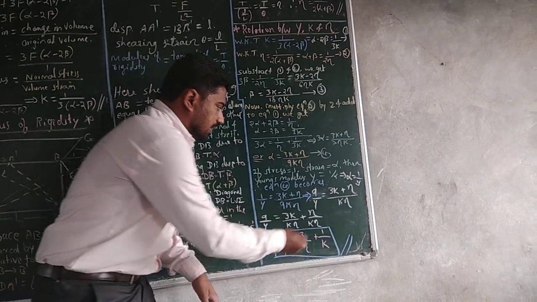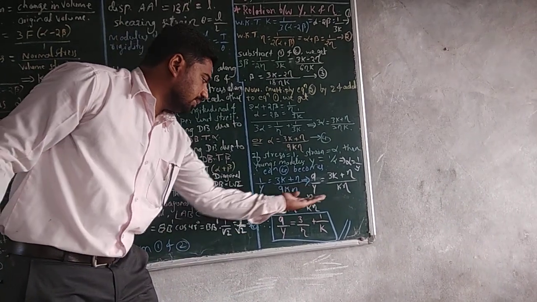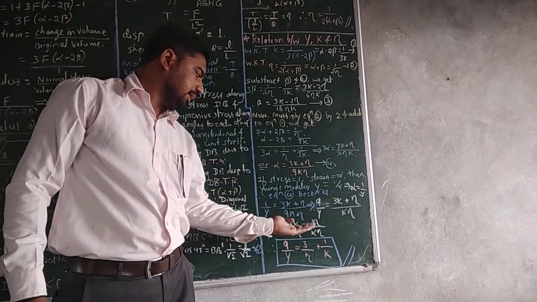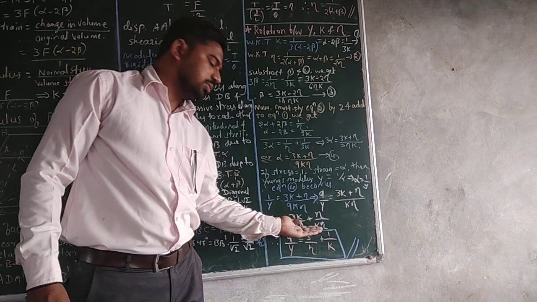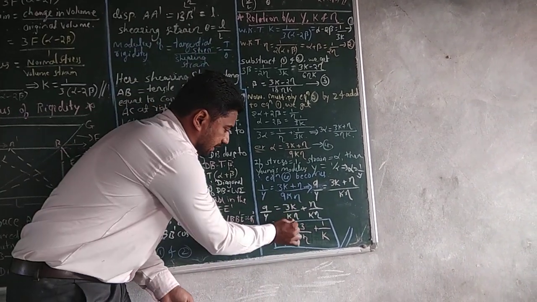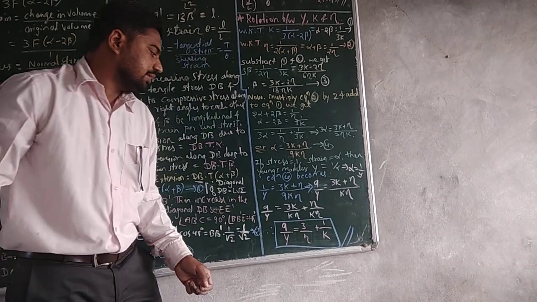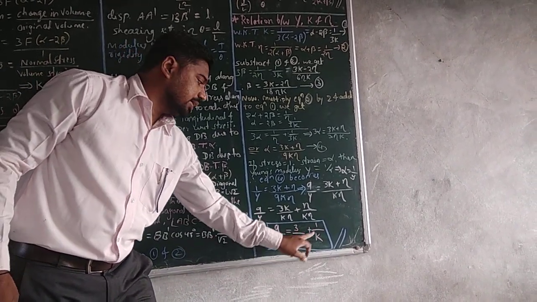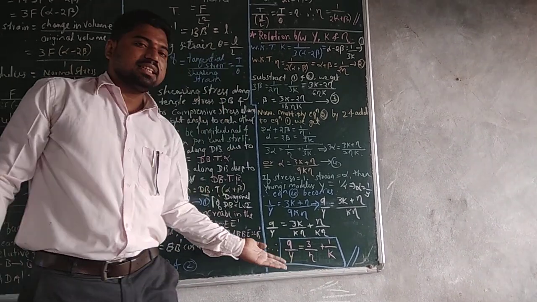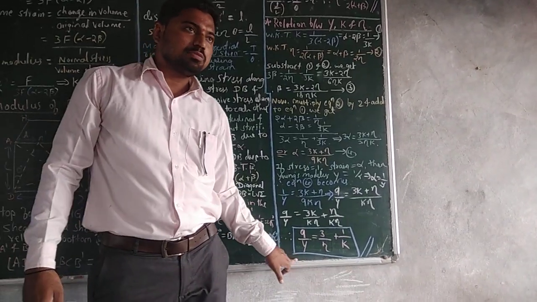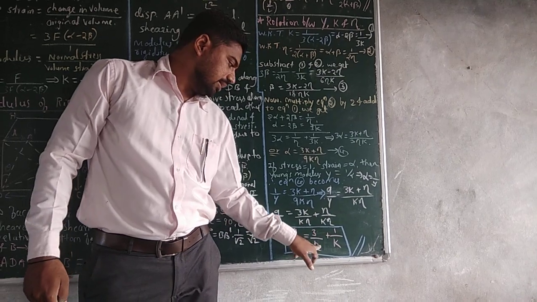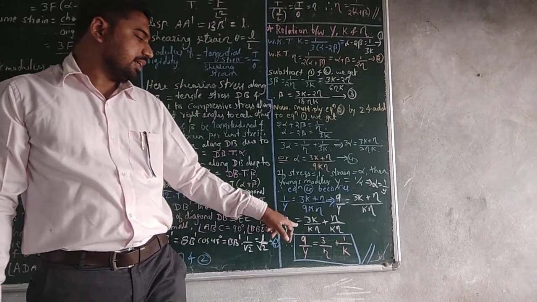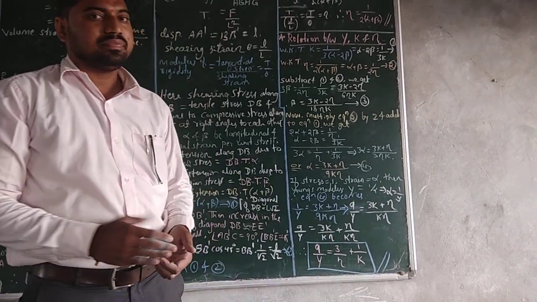Okay, see here, you have to write this RHS term like this. That is 9 by Y equal to 3K divided by K into eta plus eta divided by K into eta. Here K cancels, here eta cancels. Therefore 9 by Y is equal to 3 by eta plus 1 by K. This is the relation between Young's modulus, bulk modulus and modulus of rigidity. That is 9 by Y equal to 3 by eta plus 1 by K.